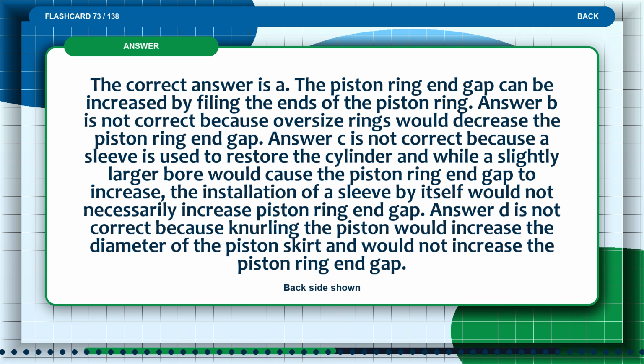Answer C is not correct because a sleeve is used to restore the cylinder, and while a slightly larger bore would cause the piston ring end gap to increase, the installation of a sleeve by itself would not necessarily increase piston ring end gap. Answer D is not correct because knurling the piston would increase the diameter of the piston skirt and would not increase the piston ring end gap.